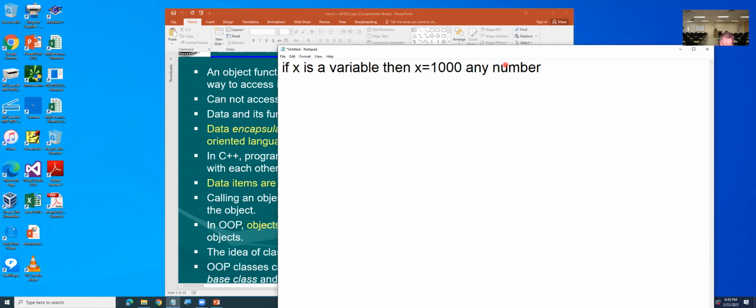So you can see, I can just say C equal 2 times X. Then C equal 2,000. What does C equal? 2,000. So basically, X is just a variable.